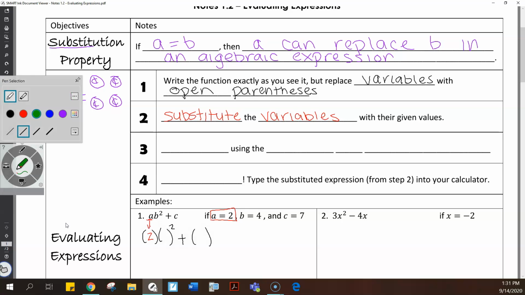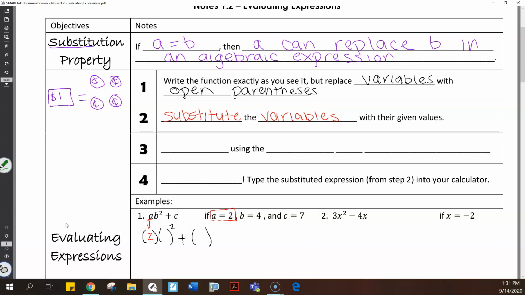And I'm going to repeat that for all the variables in my expression. So next I have a B. They told me that B is equal to 4, so I'm going to put a 4 in that parentheses. I took out the B, I put in a 4. And same thing with my C. They told me C was equal to 7, so where that C was, I'm putting a 7 now instead. Okay? The parentheses will help keep you organized and making sure that you're only taking out the variable and only putting in their replacement value.